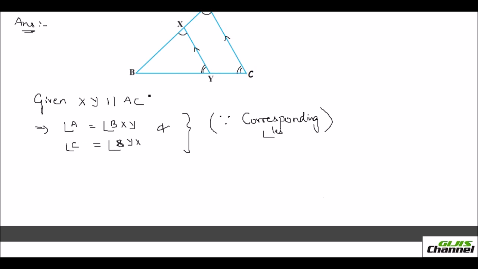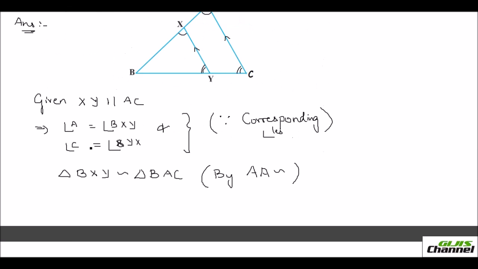So since you have two angles of the small triangle and the big triangle equal to the corresponding angles, then I can say triangle BXY is similar to triangle BAC. See, care should be taken when you arrange this order, okay? It has to match with the corresponding angles over here. And this is by the AA similarity criterion, okay?